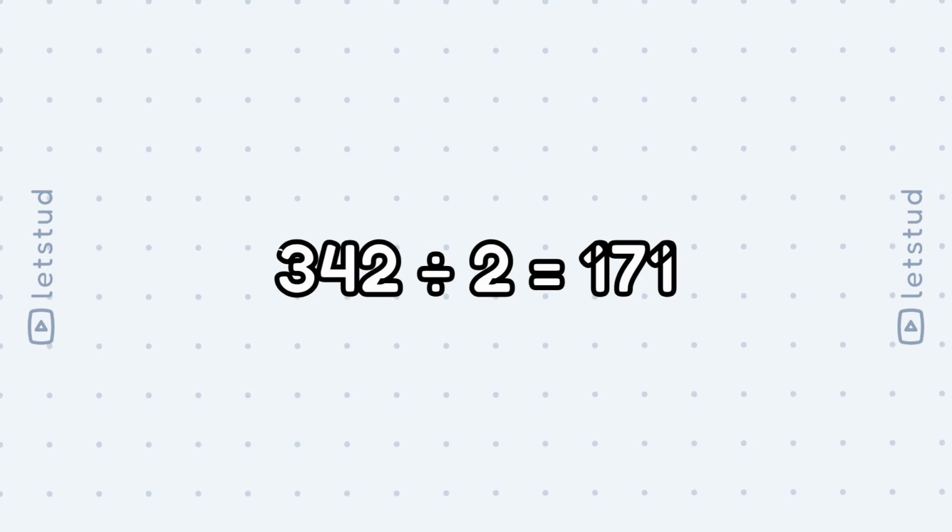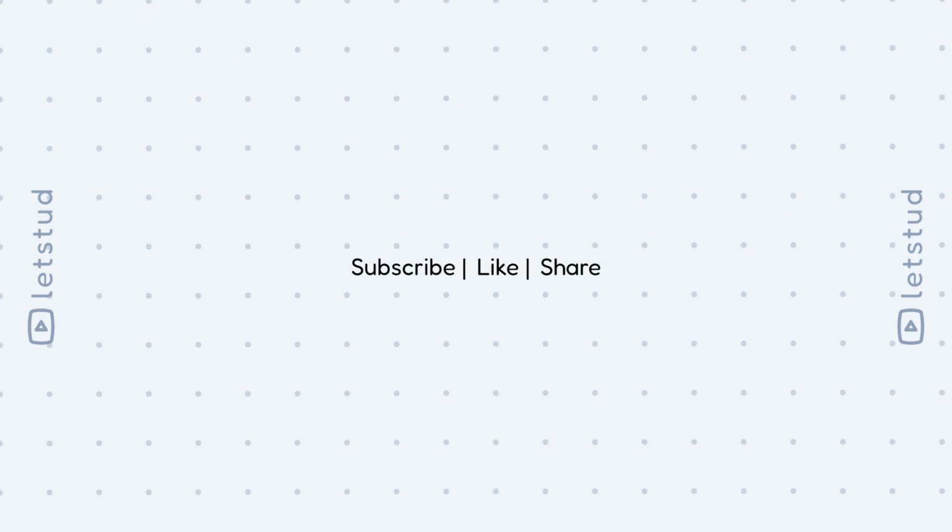We did it! We tackled long division step by step and found that 342 split into 2 equal groups is 171. Remember, every long division problem is just a series of smaller, manageable steps. You've got this. Great job, math explorers!